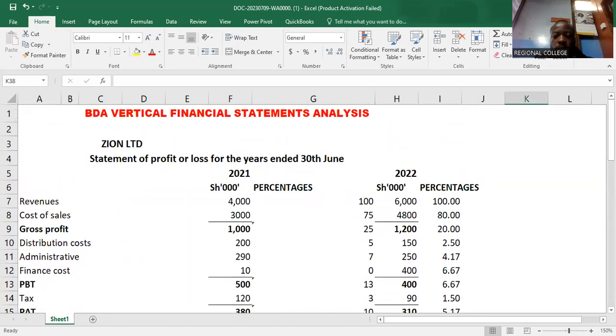If you're analyzing some companies, so that you can know what to tell the shareholders, that your percentages are moving this way based on the revenues and the total assets, at the same time, the total liabilities.